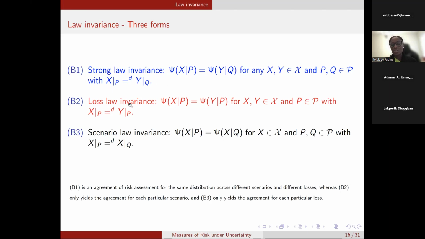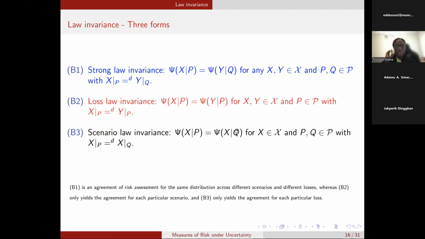Then I have the loss law invariance, which says that if X given P has the same distribution as Y given P, then the risk value assigned to X given P should be the same as the risk value assigned to Y given P. And then the scenario law invariance tells me that if X given P has the same distribution as X given Q, then the risk assessment on X given P should be the same as on X given Q.